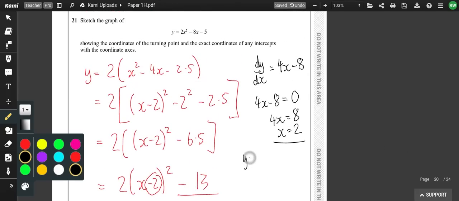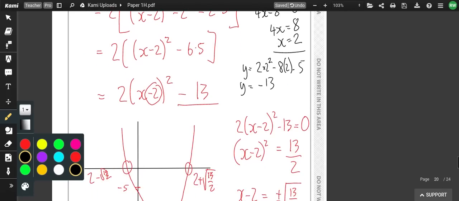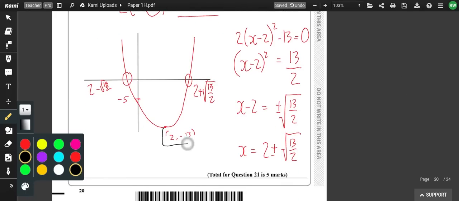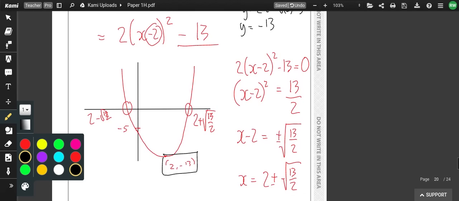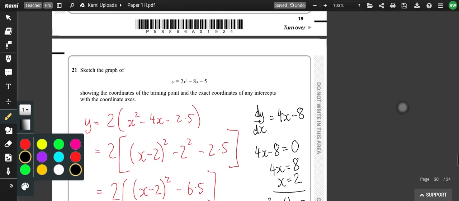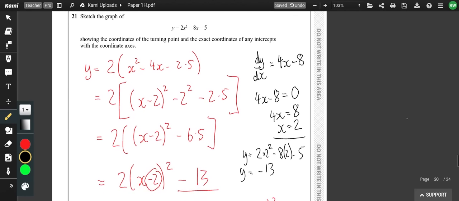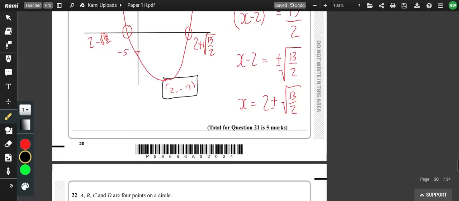And to find the y coordinate, I do y equals, and I substitute x equals 2. So 2 lots of 2 squared minus 8 lots of 2 minus 5. So that's 2 times 2 squared is 8 minus 16 is -8, -5 is -13. So my coordinate of my turning point is 2, -13, which is what we did with the completing the square there. So 2 different ways of doing that, but you still need to solve the equation anyway, so you may as well complete the square because you already have that information that you need.